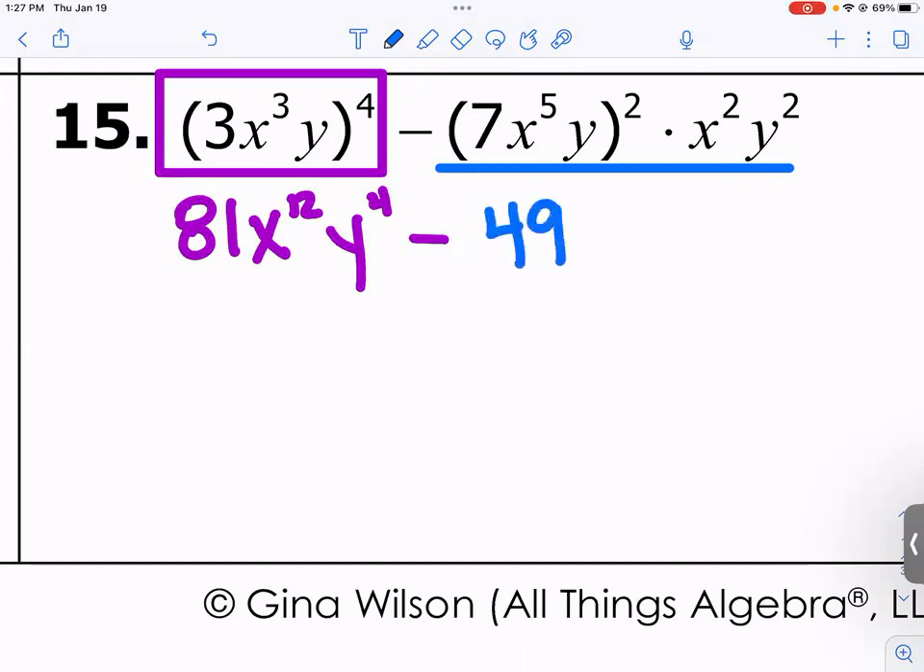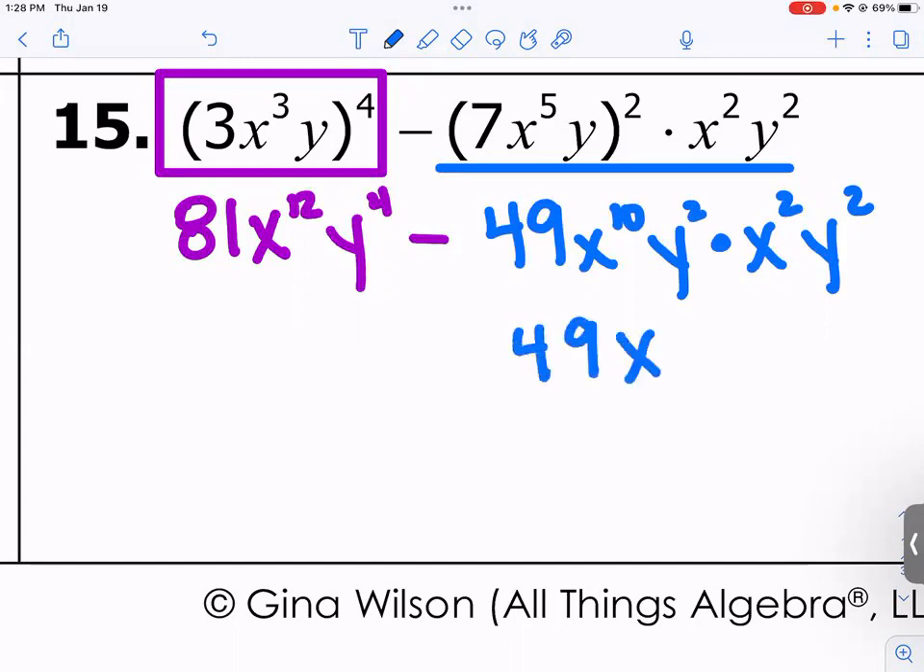We know that one. All right. x to the 5th squared gives us x to the 10th, and then we're multiplying that by x squared, y squared. Subtraction or multiplication? Multiplication. I'm so glad you know your order of operations. So this is 49x to the 12th, because we need to add our exponents when we multiply. y squared times y squared gives us y to the 4th.